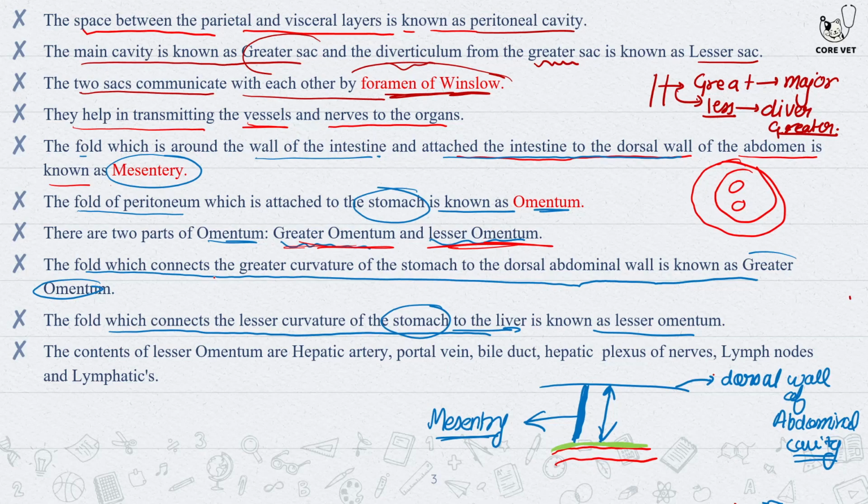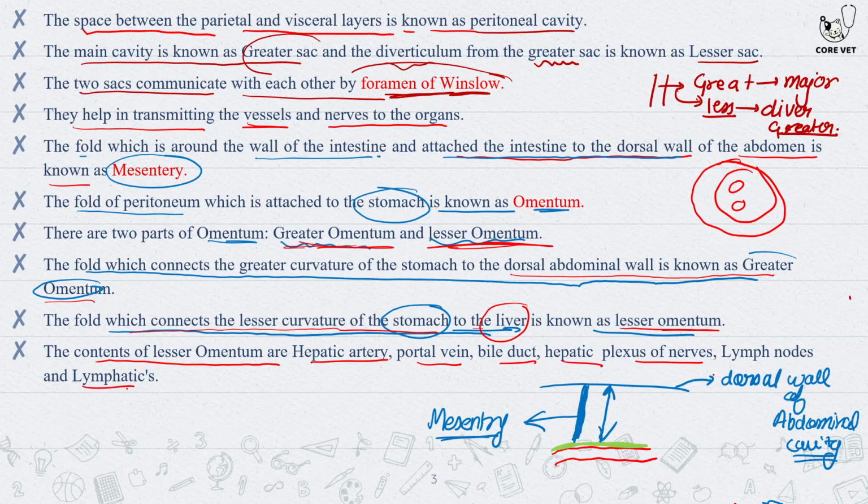So the fold which connects the greater curvature of the stomach to the dorsal wall of the abdomen is known as the greater omentum, while the fold that connects the lesser curvature of the stomach to the liver, mind the word, it is attaching to what? To the liver. The lesser curvature of the stomach attached to the liver is known as the lesser omentum. Okay, done. So what are the contents of the lesser omentum? These are hepatic artery, portal vein, bile duct, hepatic plexus.